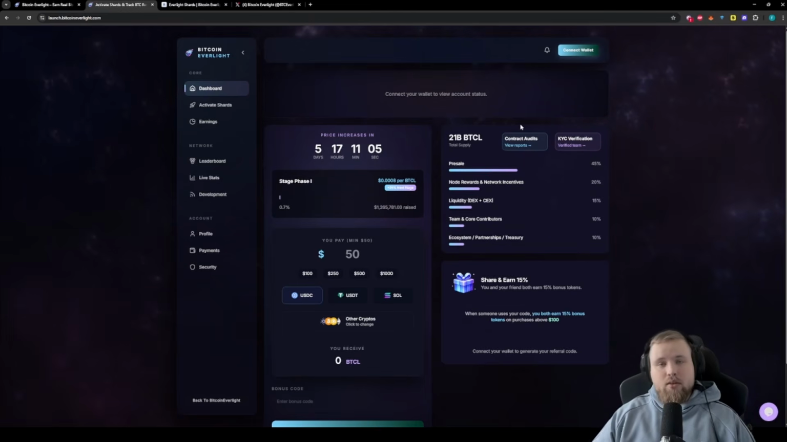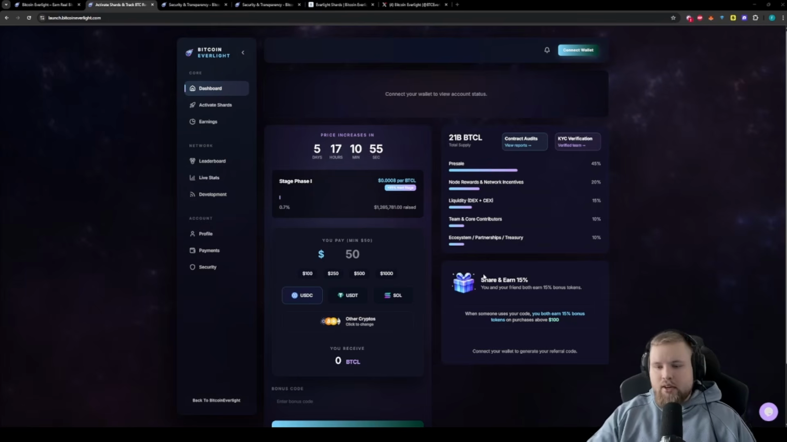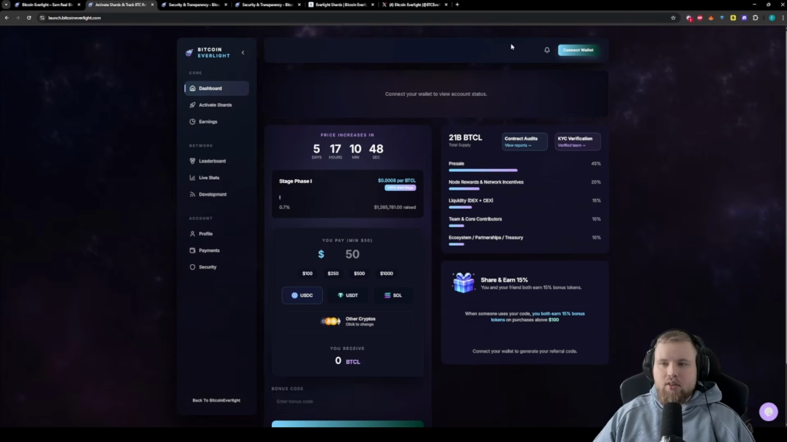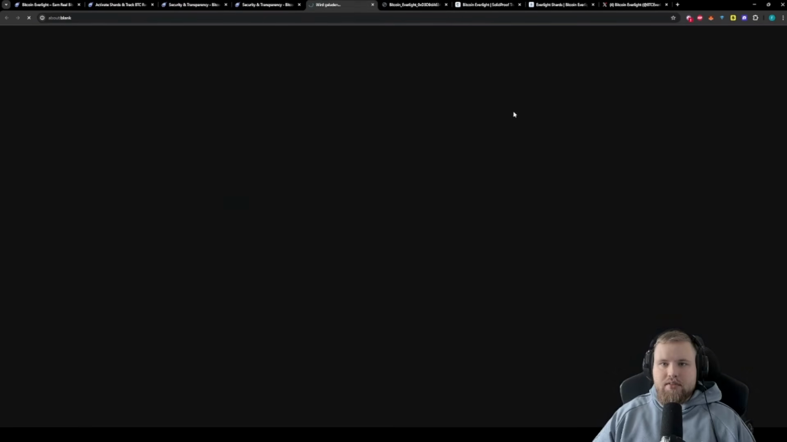100%. Also important to say, they have a contract audit and a KYC verification as well, and they got even double audited. I think if I remember correctly, they have an audit by Solidproof and by SpyWolf, and KYC by SpyWolf and Vitalblock. And so yeah, they're making sure that everything looks good. We can see here the Solidproof audit and the SpyWolf audit. We can also take a quick look at it, and we can see here the KYC verification.